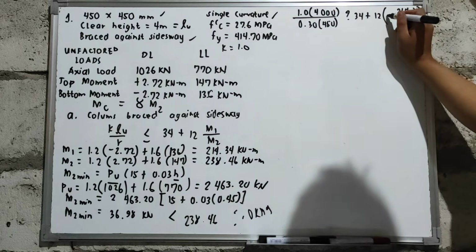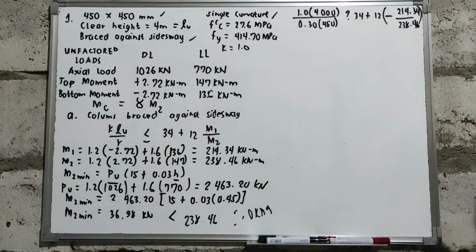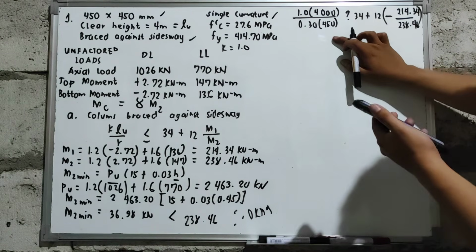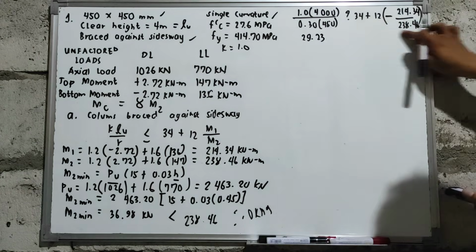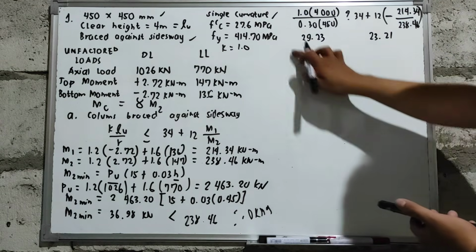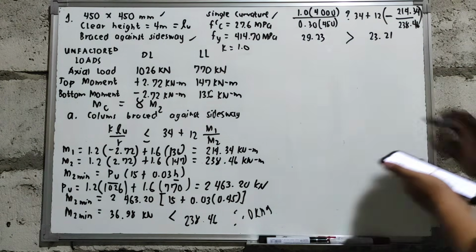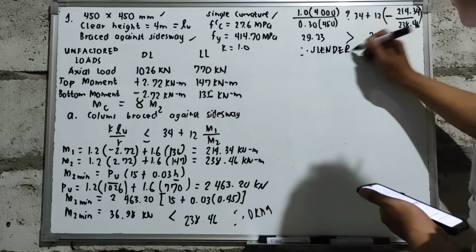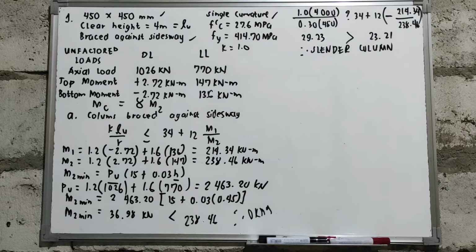So mangyayari, yung value ng M sub 1 over M sub 2, that is negative. So kunin natin yung mga values nila. So yung KLU over R natin, that is 29.23. Ito naman, this is equal to 23.21. Since greater than yung value ng slenderness ratio natin, therefore, slender yung column natin. We are going to consider yung slenderness effect dun sa column natin.